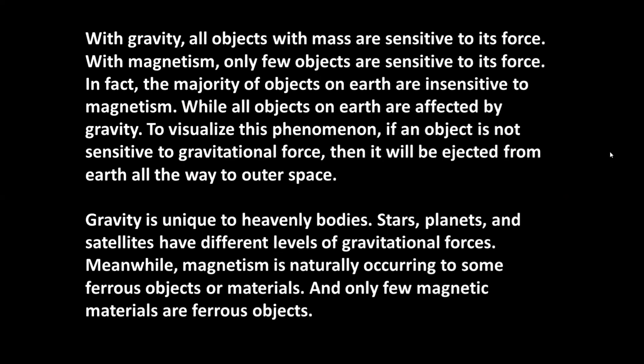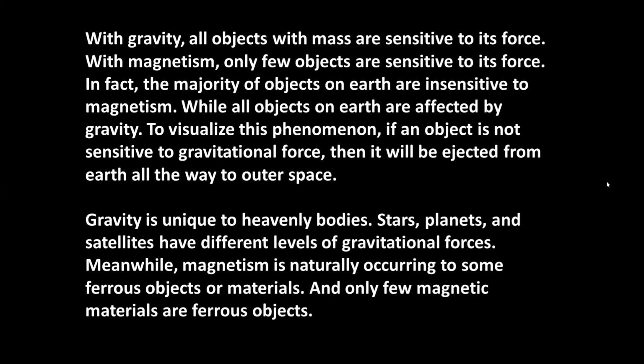With gravity, all objects with mass are sensitive to its force. With magnetism, only few objects are sensitive to its force. In fact, the majority of objects on Earth are insensitive to magnetism, while all objects on Earth are affected by gravity. To visualize this phenomenon, if an object is not sensitive to gravitational forces, then it will be ejected from the Earth all the way to outer space. Gravity is unique to heavenly bodies. Stars, planets, and satellites have different levels of gravitational forces.